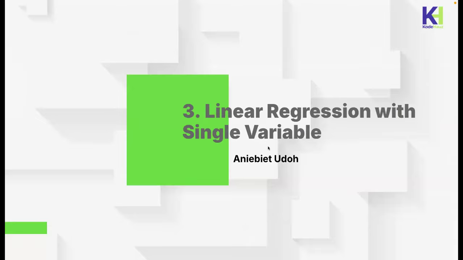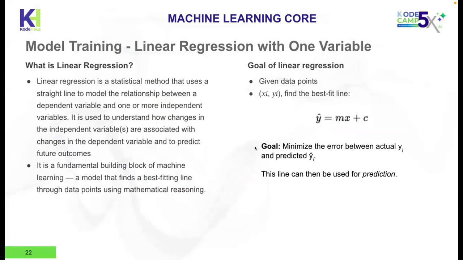I'm seeing a lot of comments here, and I hope people will not run away. So let's see how we can understand these concepts using very simple principles. So what is linear regression? Linear regression is a statistical method that uses a straight line to model the relationship between a dependent variable and an independent variable.